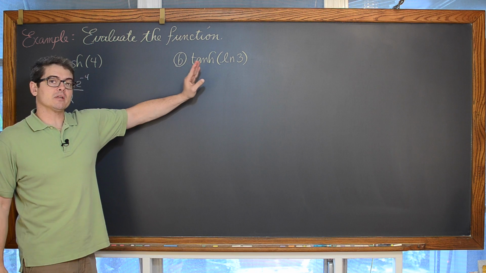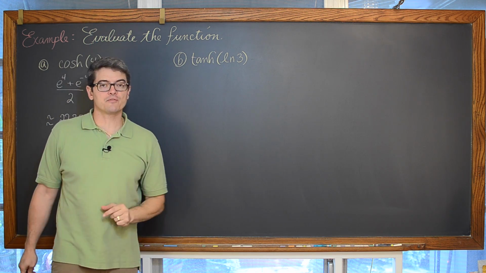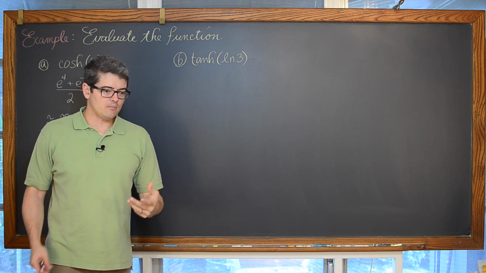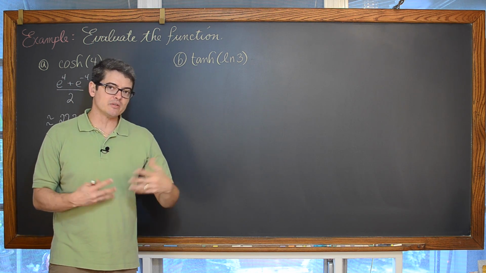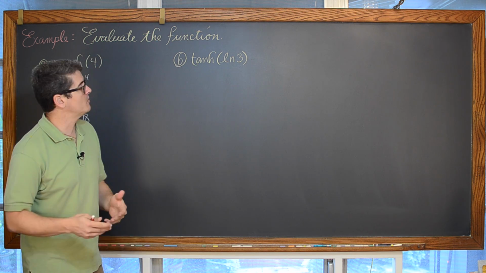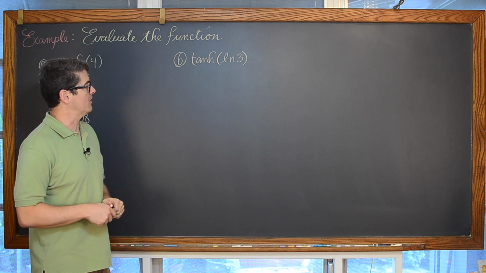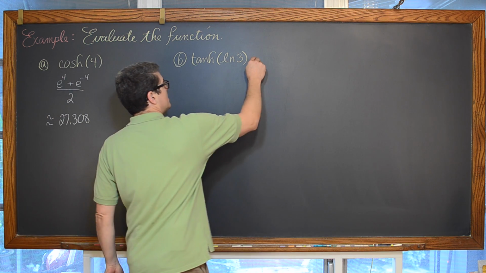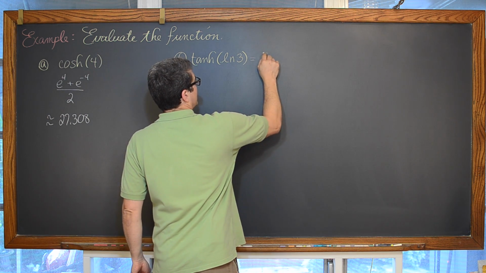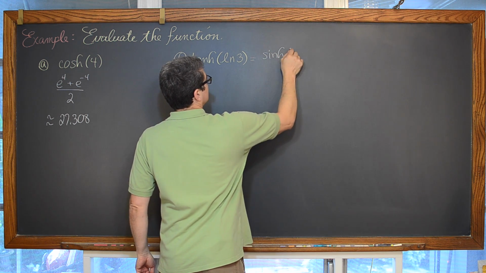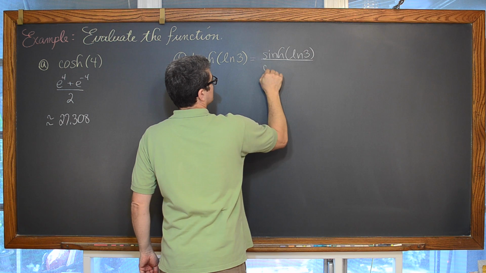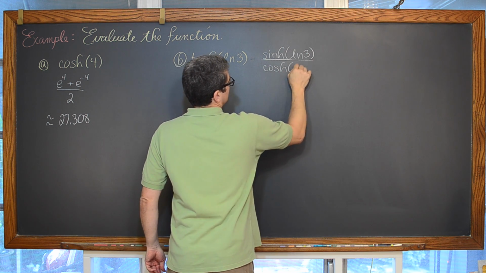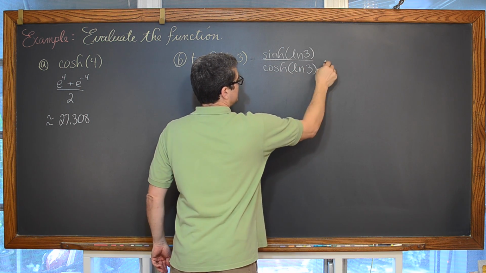What is the hyperbolic tangent of the natural log of 3? Okay, well, hyperbolic sine and hyperbolic cosine are the building blocks of our other 4 trig functions. And I want to do this one without the aid of a calculator. So this is going to be equal to the hyperbolic sine of the natural log of 3 over the hyperbolic cosine of, again, the natural log of 3.